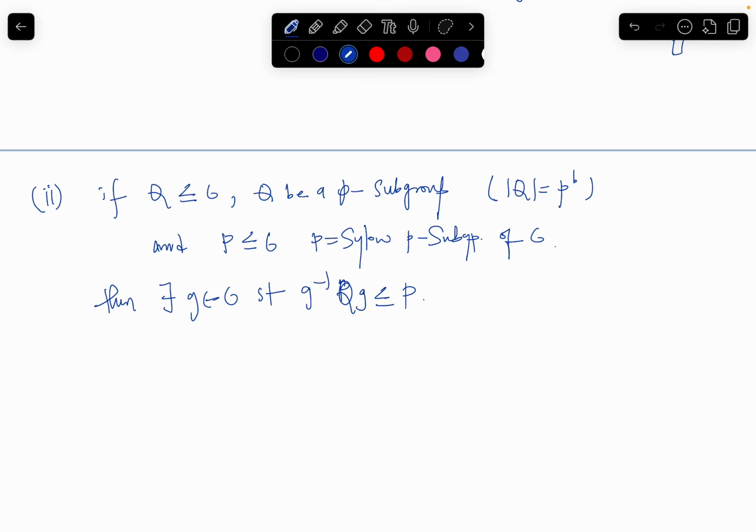So if Q was a Sylow P subgroup, then we would have the sizes to be equal. So P is g inverse Q g in that case. That means P and Q are conjugates in that case. So it amounts to finding such a g.